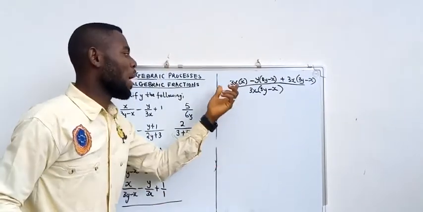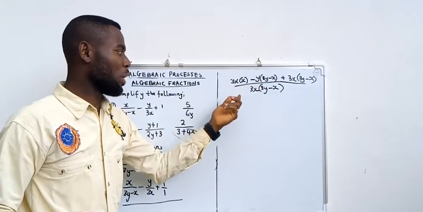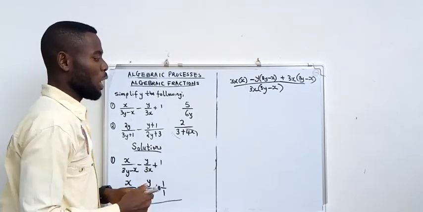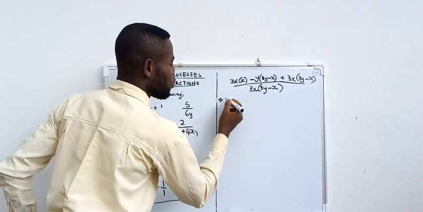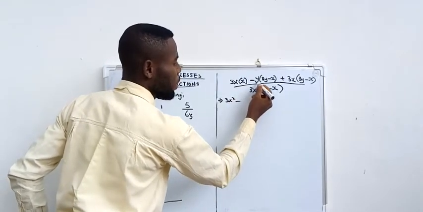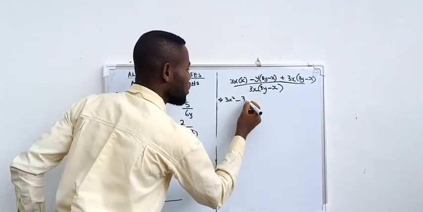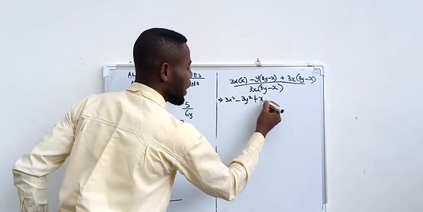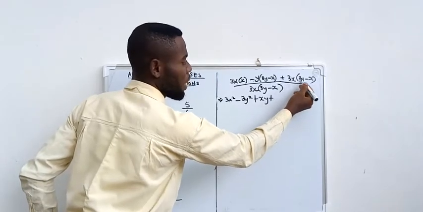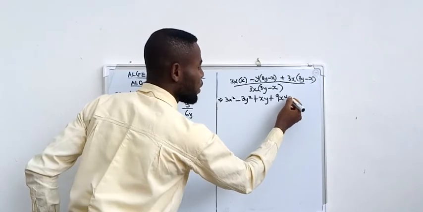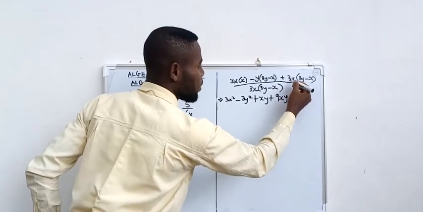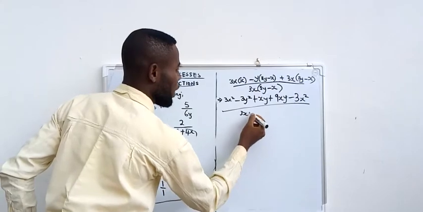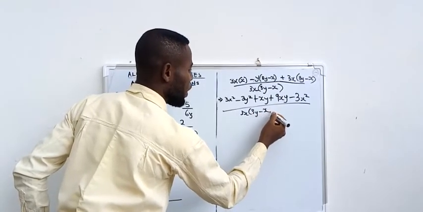What do we do next? We have to clear the brackets. Clearing the brackets means using these ones here to multiply everything in the brackets. If we do that, we have something like this. 3x times this will give us 3x squared, minus y times 3y will give us 3y squared. Minus times minus here we have plus. y times x here will give us xy, plus 3x times 3y here will give us 9xy. Then minus 3x times x here will give us 3x squared, over 3x bracket 3y minus x.